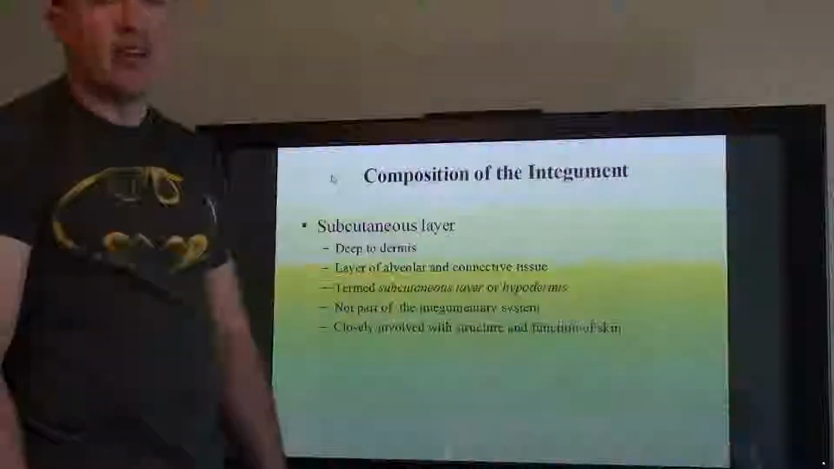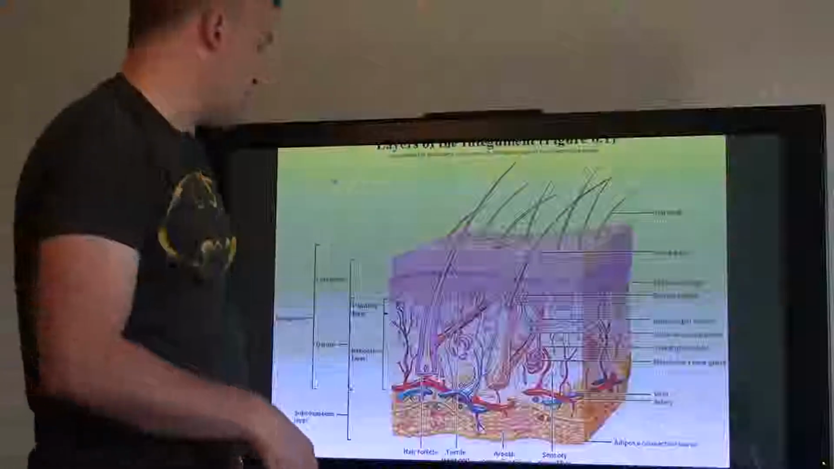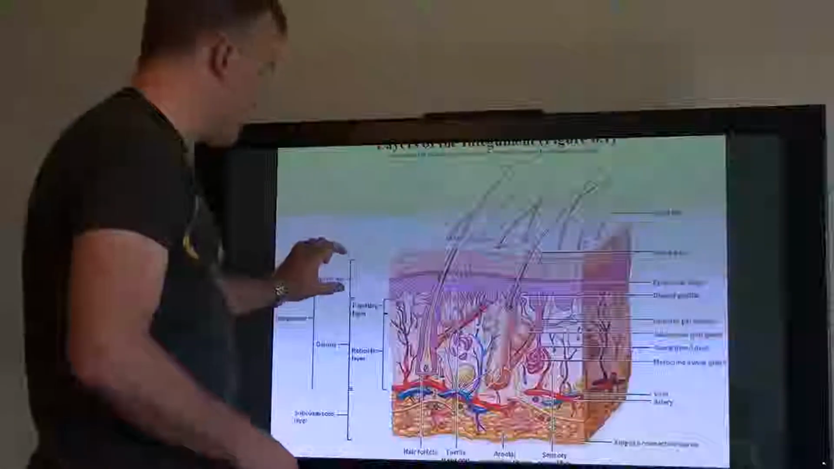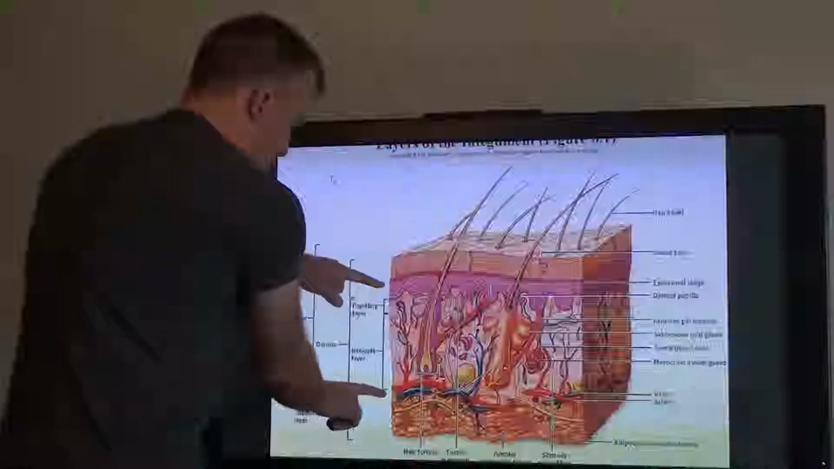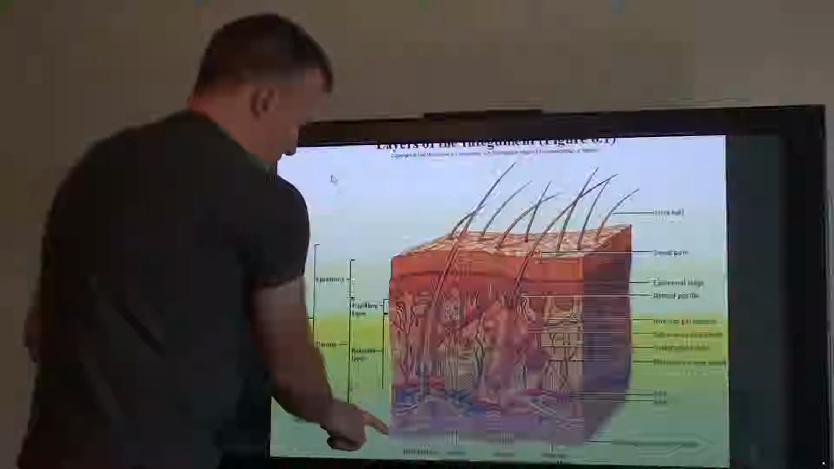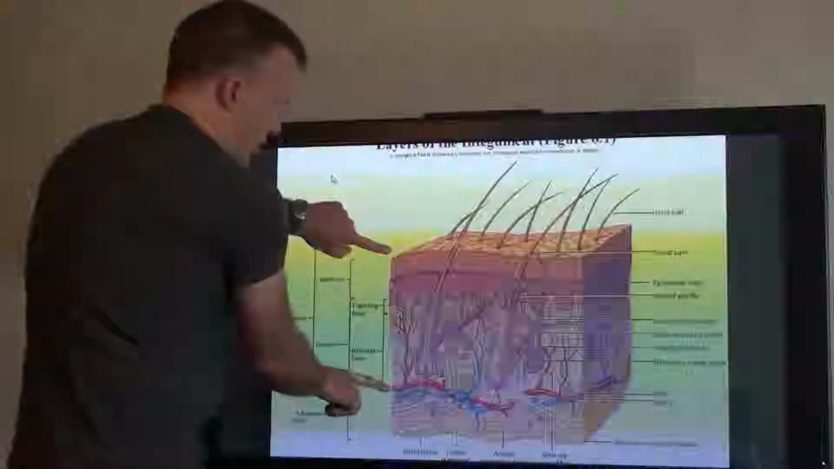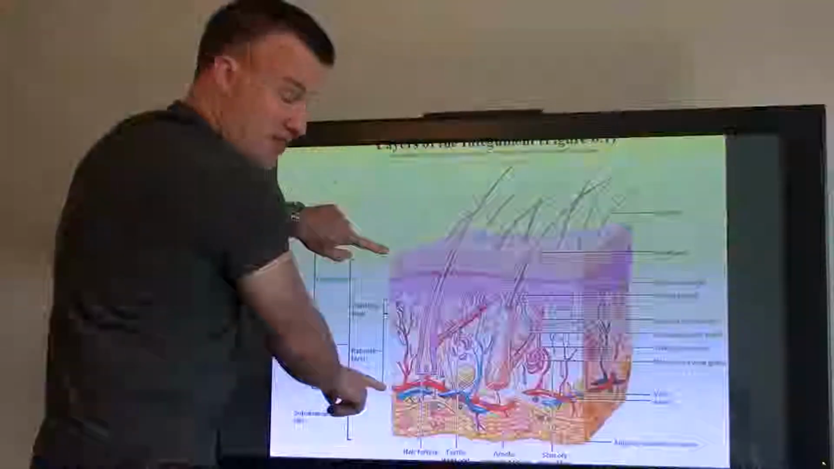Hypodermis is another name for it. Alright, so here's a figure that's in your textbook showing all those layers. Again, right here you've got the epidermis. Right here you've got the dermis, and then below it, here's the subcutaneous layer. So realize that the first two layers are technically the integument, the cutaneous membrane, the integumentary system.